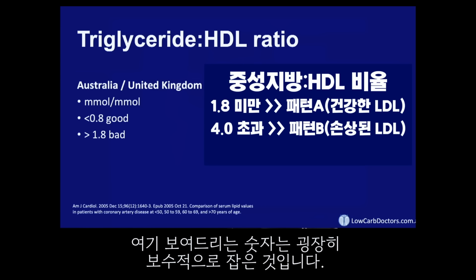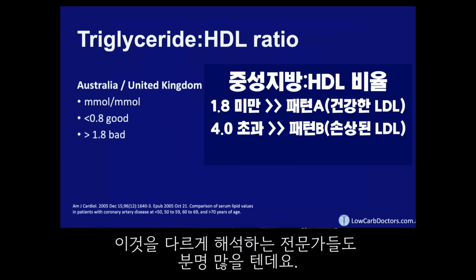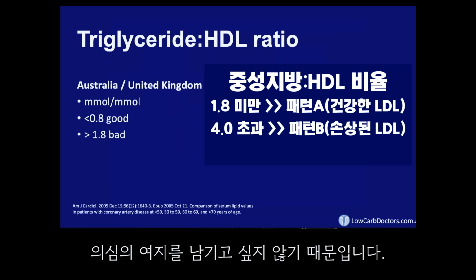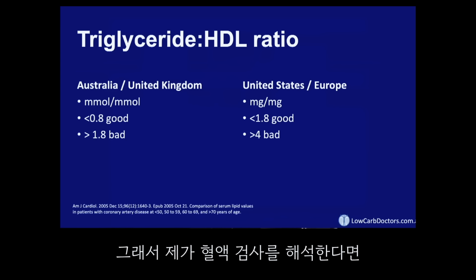So just for the benefit of some of our international audience, these are very conservative numbers. These are how I interpret the data, and I'm sure there are a lot of other people who could interpret it slightly differently, and I'm probably a bit more conservative than most people. I don't like to leave a lot of room for doubt. But in Australia, if you're under 0.8 in terms of millimoles a litre, or in the US, if you're under 1.8 with milligrams, then you can probably rest easy.